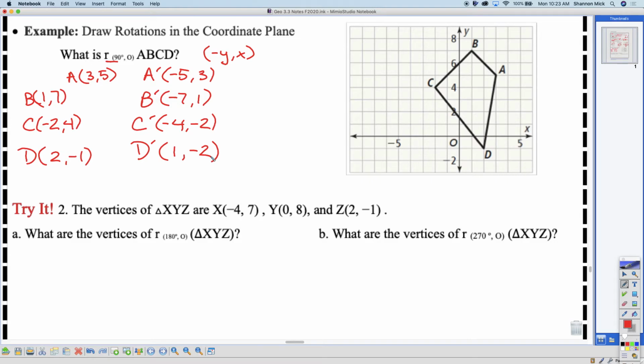So why is 2 negative? Because the 2 was negative. Oh, no, the 2 should not be negative. Okay. Thank you.